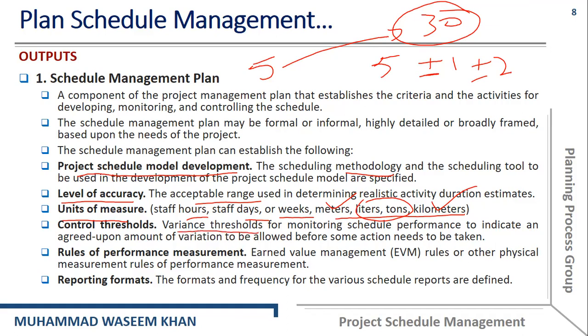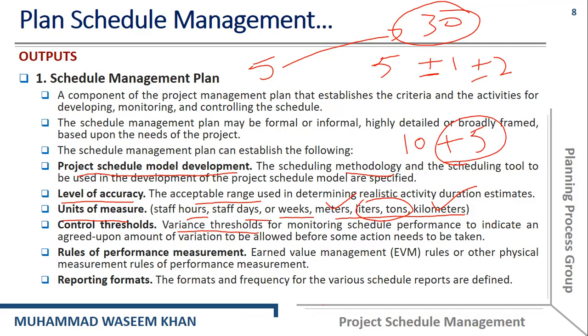Then control thresholds: variance thresholds for monitoring schedule performance to indicate an agreed upon amount of variation to be allowed before some action needs to be taken. So that means we will have some control threshold. We can allow some amount of variation in different particular activities of the project.